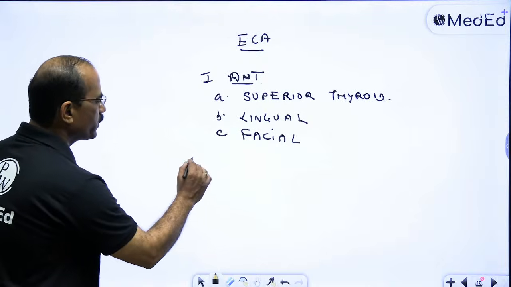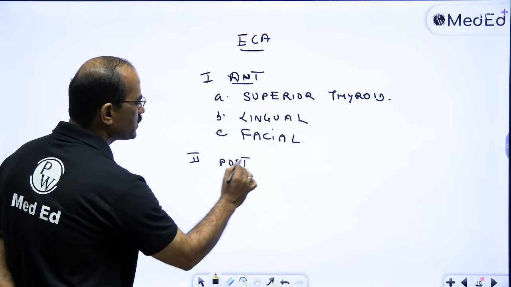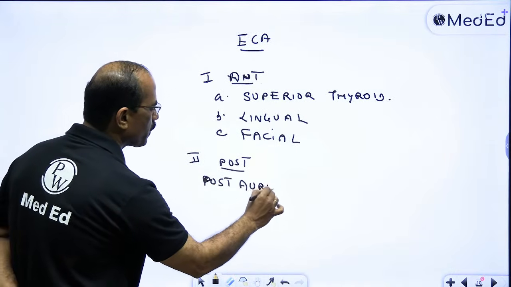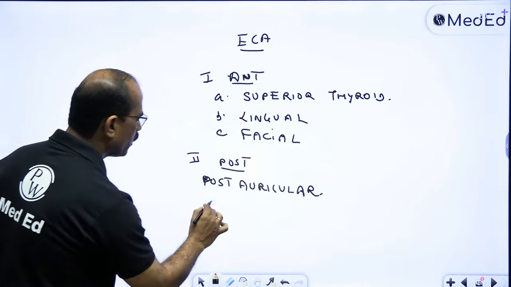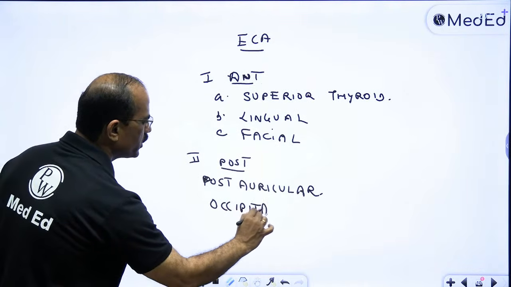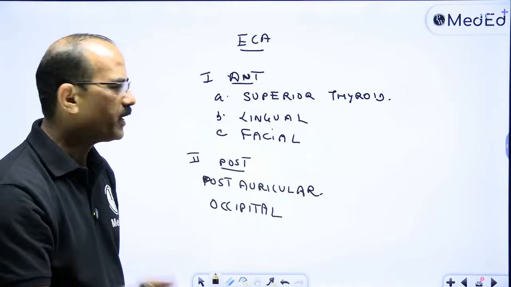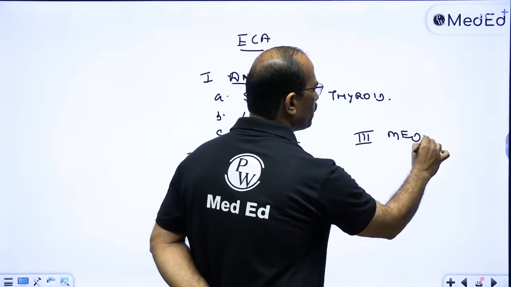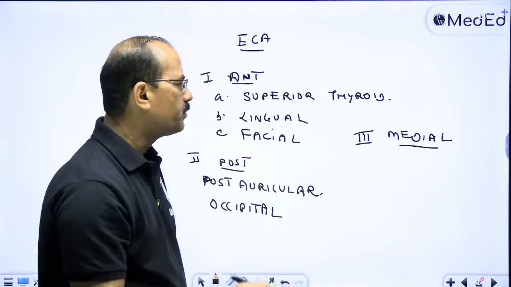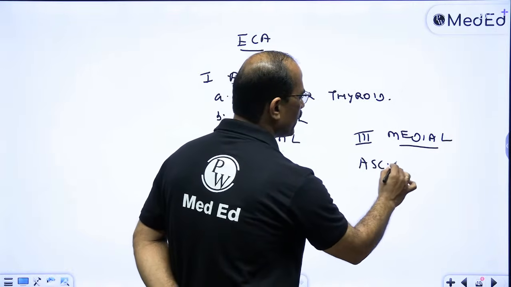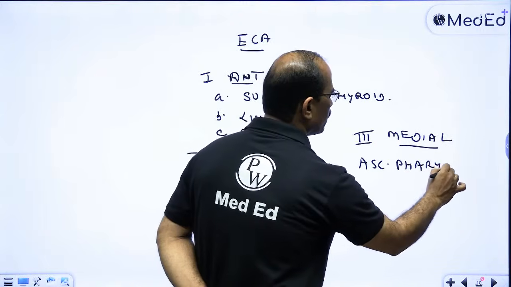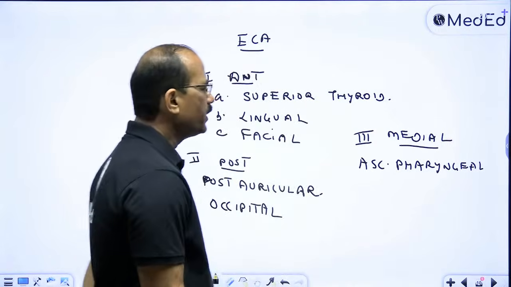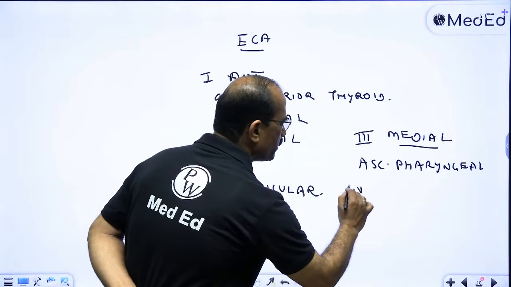Then coming to two posterior branches. Posterior branches are posterior auricular and occipital. ये posterior branches हो गए. Then Roman number 3, medial branch. Medial branch एक ही होती है. That's ascending pharyngeal artery. And last is Roman number 4, terminal branches.